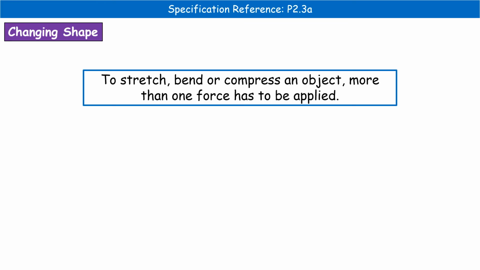The next little section we're going to come on to is all about what happens when we apply forces to things. Now, this has been a question in the past, sometimes multiple choice if my memory serves, which is just asking us how many forces we need to apply to an object in order to cause this change, either stretching, bending or compressing. And the key thing here is it's got to be more than one force, so 2 forces is the general answer they're looking for there.